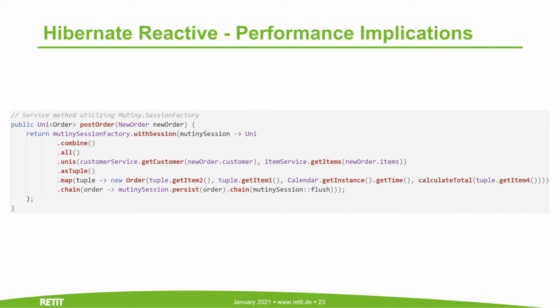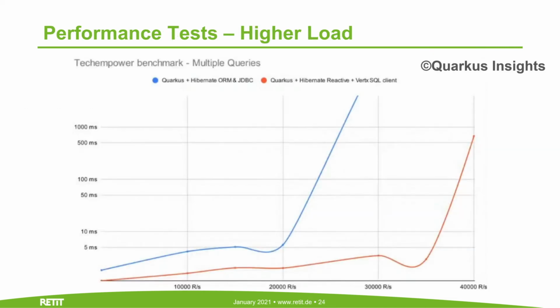Additionally, because the performance tests run concurrent thread groups, a single Mutiny session would not work as well. So this is from a performance benchmark from a Quarkus podcast, in this case Quarkus podcast 68. And here they have compared a fully imperative solution with a fully reactive solution.